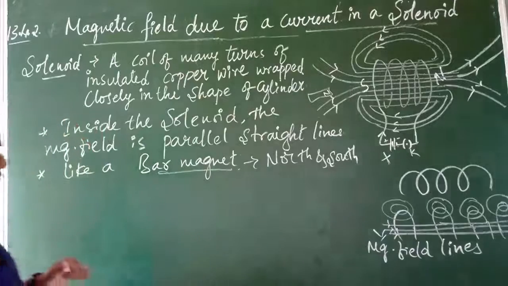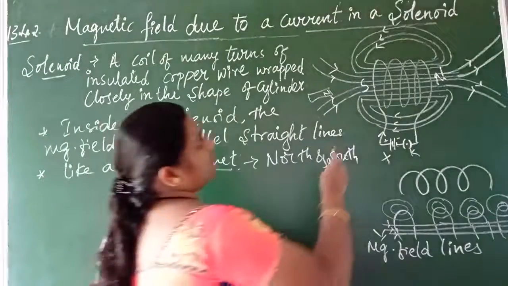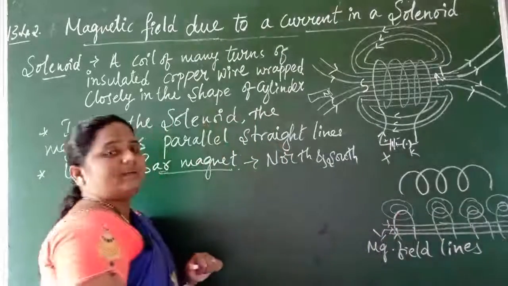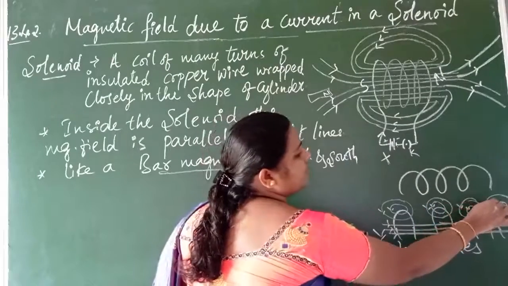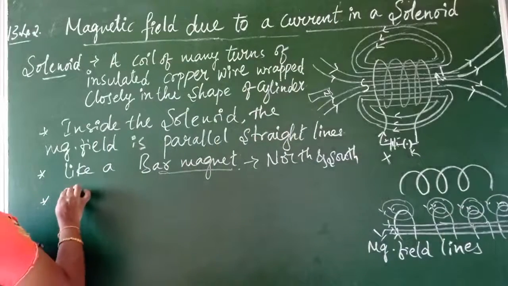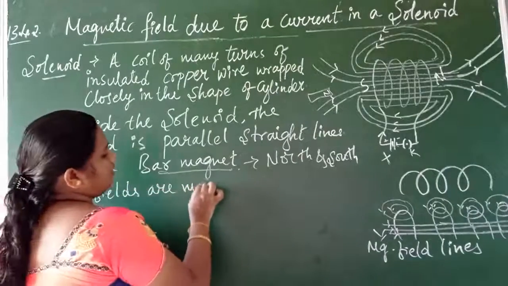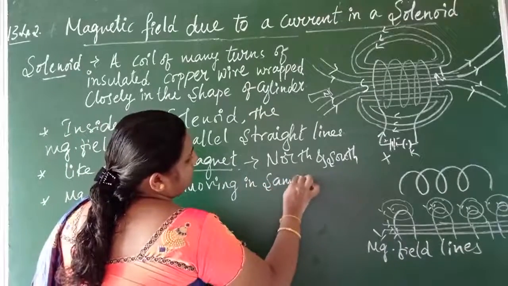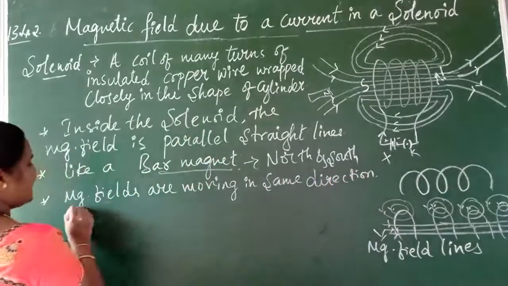Then, after learning that, when we take the magnetic field at any point, children, all the magnetic field lines are moving in the same direction. Magnetic field lines are moving in the same direction. So this is nothing but a what, children?